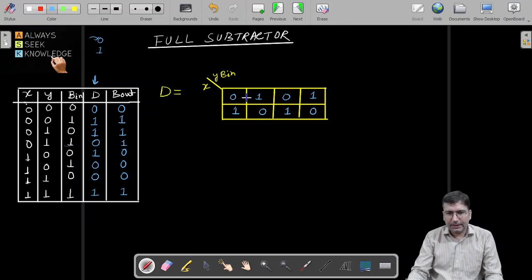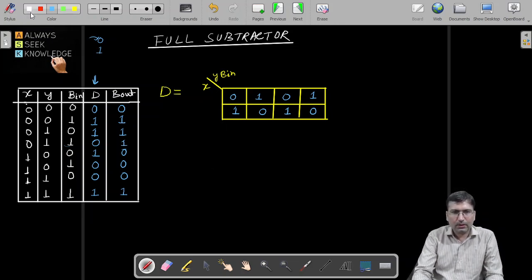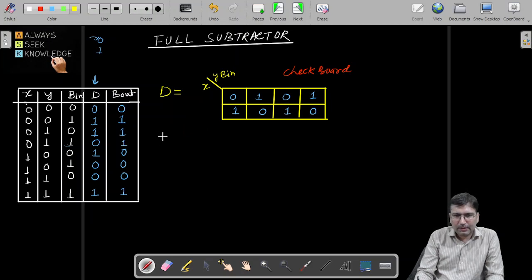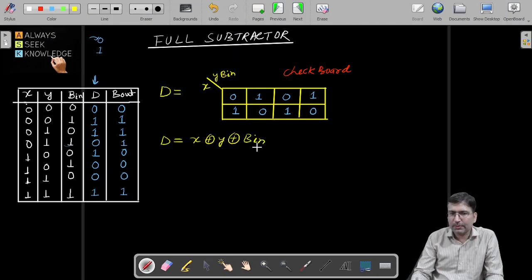Now when you look at this, you will recall that this is a checkerboard pattern. We have already discussed that when such a K-map comes up, we just need to take the XOR of all of these. So X XOR Y XOR borrow in. This will be the Boolean expression for difference D.